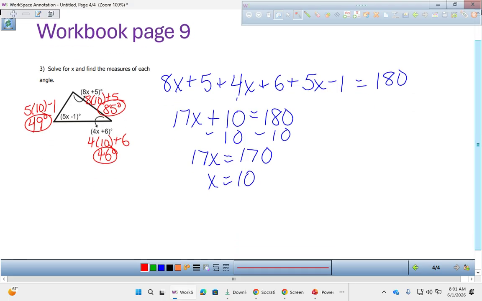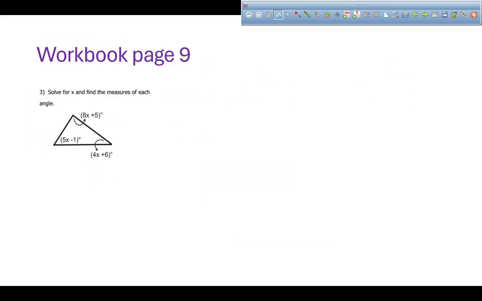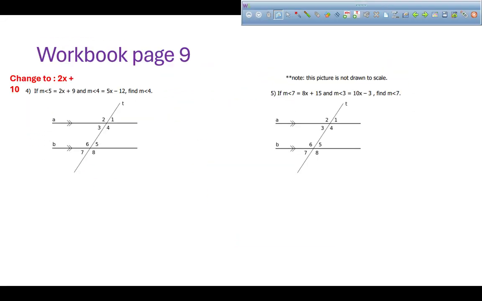The last important thing from this unit is parallel line relationships, okay? So it looks like there's a typo on number 10. Change to 2x plus 10 instead of 2x plus 9. Is yours a plus 9? All right, so let's change it to 2x plus 10.